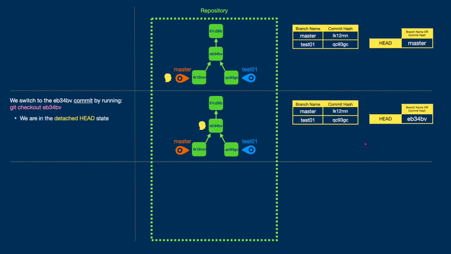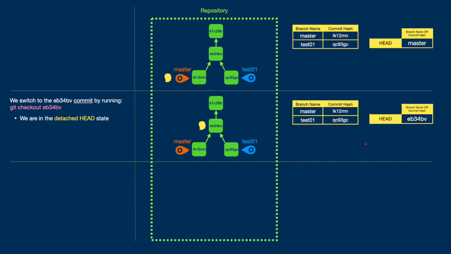Now, we are in the detached head state. Why? Because head is not attached or pointing to any branches. Remember that the snapshot of eb34bv is now copied to the staging area and the working tree. Maybe we wanted to check something in this snapshot, and that's why we moved the head over. Cool.